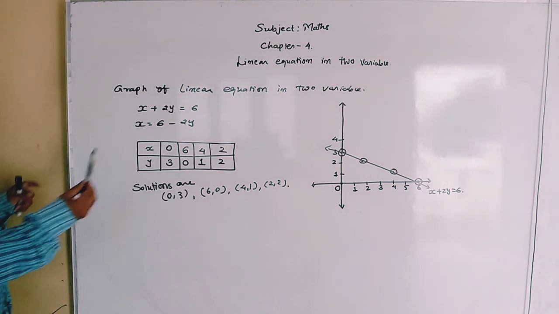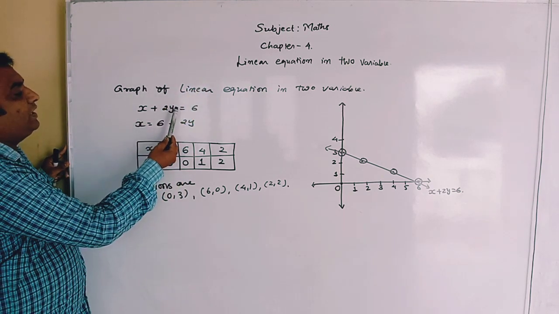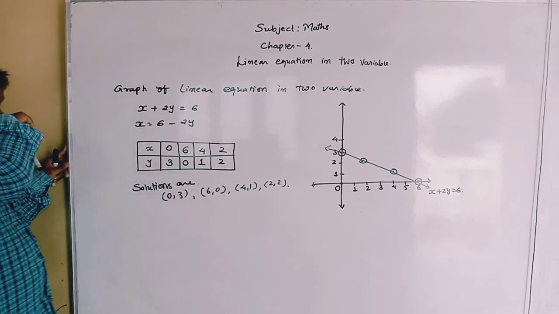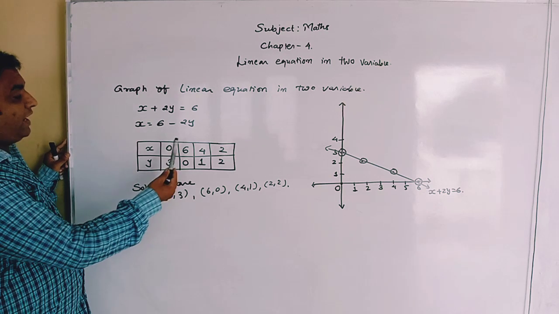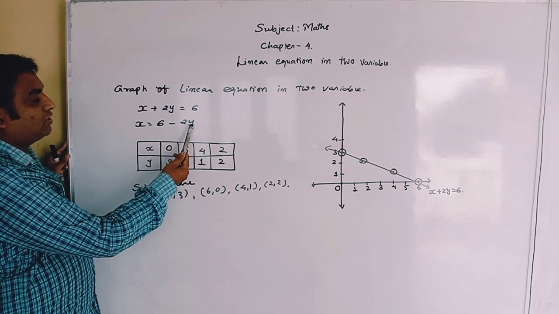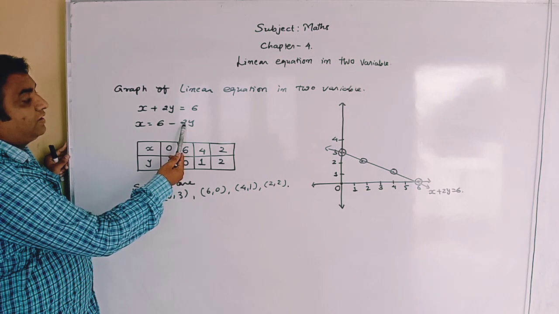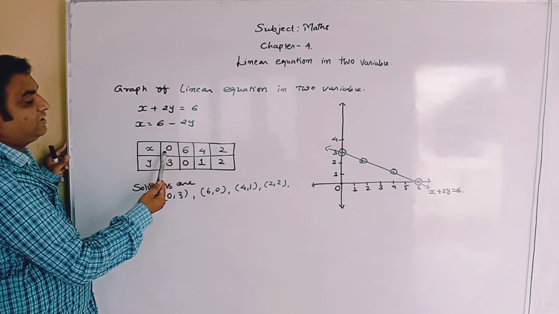Now we take the second equation, x plus 2y equals 6. So we make x depend on y. So x equals 6 minus 2y, where y is independent, so we select the y value as per our choice. First we take y equals 3. Then 2 times 3 is 6, so 6 minus 6 is 0.